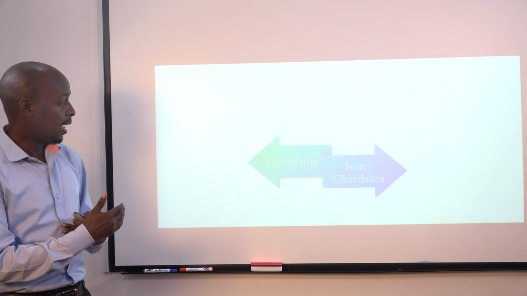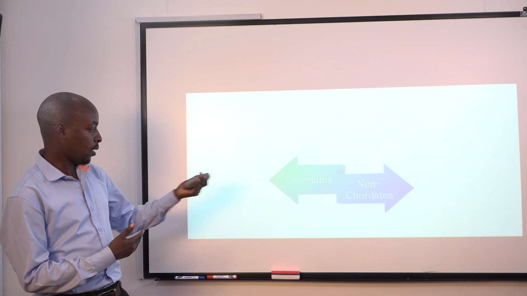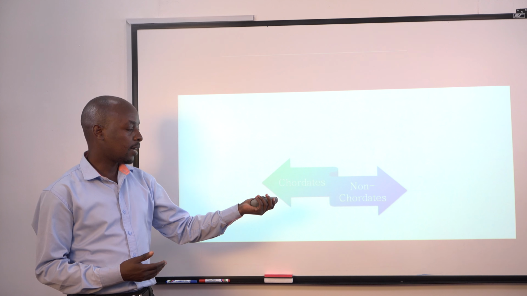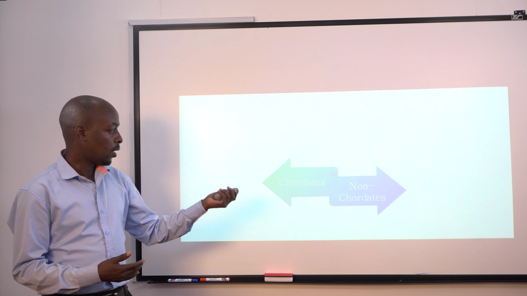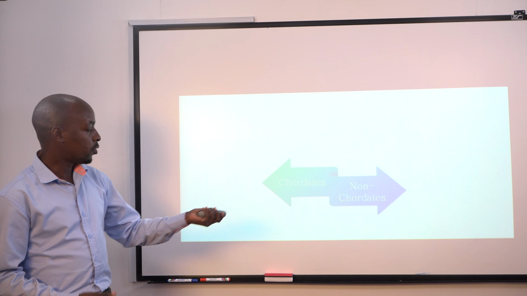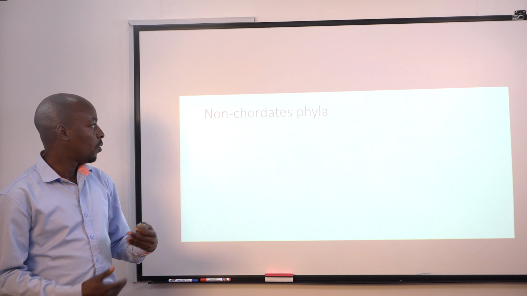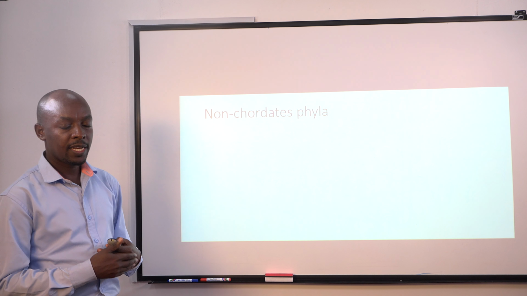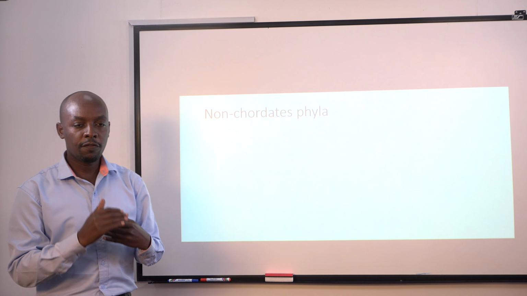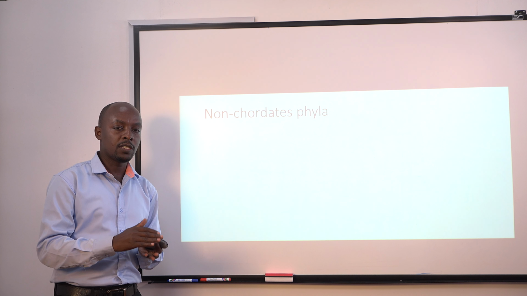But now, is a housefly a chordate or non-chordate? Chordates are organisms which have backbones. Non-chordates are organisms which lack a backbone. So a housefly is an organism without a backbone. So we group a housefly in non-chordates. But now, which phylum? Because we said in classification we start with the highest rank, which is kingdom, phylum, class, order, family, genus, and of course the lowest level, which is species.